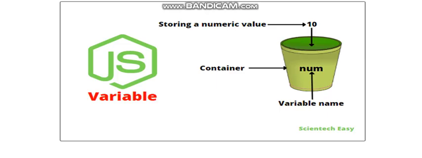I have used a science tech essay picture here in my video where we can see a container whose name is number and it is storing a numeric value 100. In this picture, two processes are being done. First is declaration and the second one is initialization. So first let's discover how we can declare a variable.